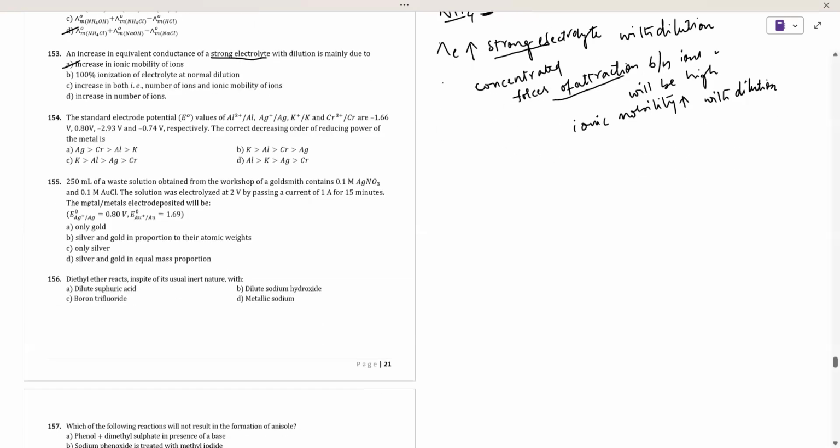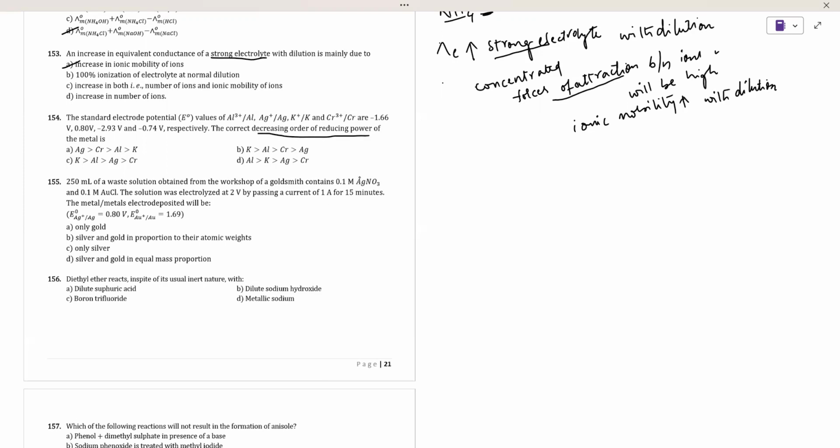Now coming to 154th question, students. So what is 154? The standard electrode potential values of Al, Ag, K and Cr. Once again, 4 different redox couples with 4 different values: minus 1.66, 0.80 volts, minus 2.93 volts, minus 0.74 volts respectively. The correct decreasing order of reducing power of the metal. So they are asking decreasing order of reducing power.